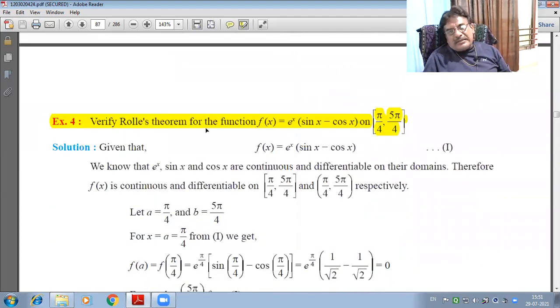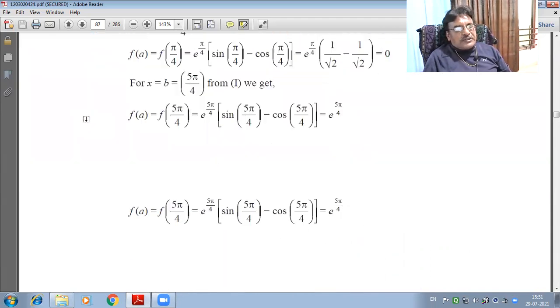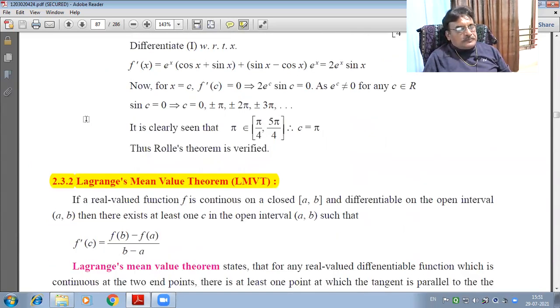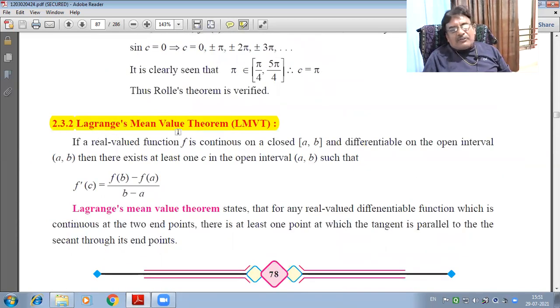Example 4 is deleted. Verify Rolle's theorem for the function f of x equals e to the power x into sin x minus cos x on the closed interval pi by 4, 5 pi by 4. This problem, example 4, is also deleted from the board examination, that is February 2022. Lagrange's mean value theorem is also deleted. That is, LMVT is deleted.